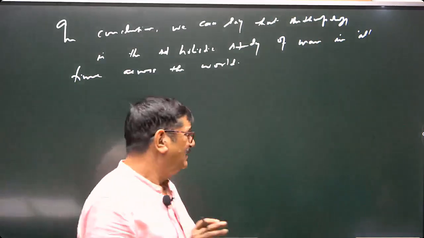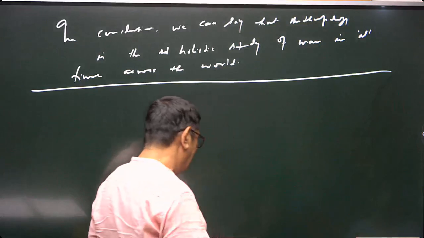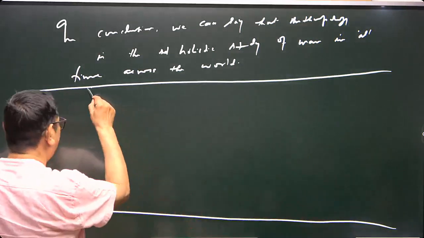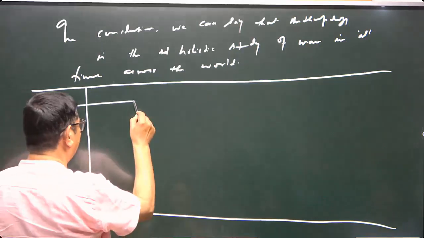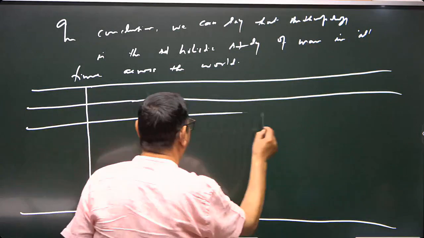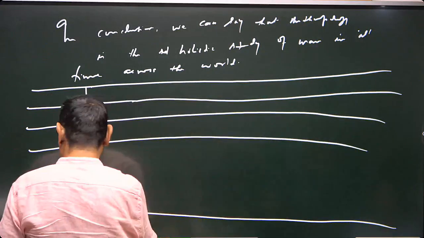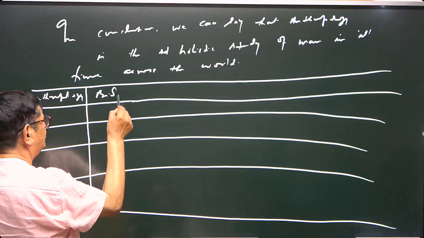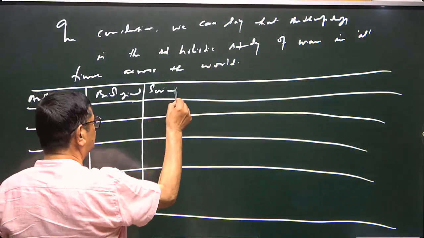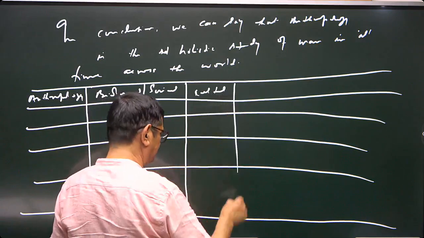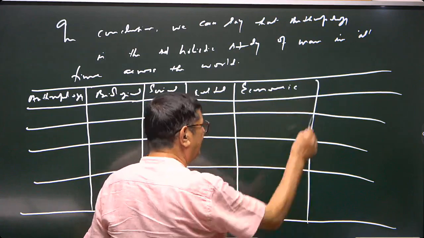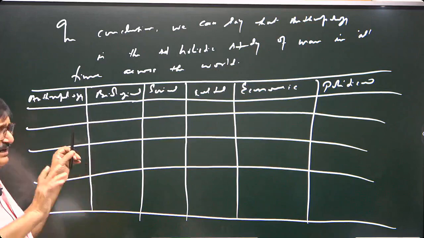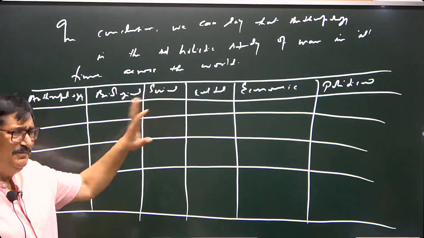Now to make something more clear, the difference between anthropology and other disciplines, you understand from this simple chart. I will take a special class on the relation of anthropology with other sciences. Anthropology is the only discipline which studies man, which studies anthropological issues from five lines. You make this chart: biological, social, cultural, economic, and political.